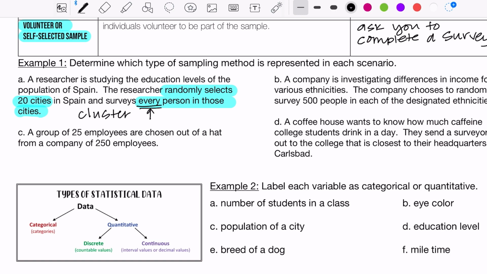Next one says a group of 25 employees are chosen out of a hat from a company of 250 people. So they put their names in a hat and then they just pick them randomly. This is going to be a simple random sample. Anytime you're picking out of a hat, it's usually a simple random sample.